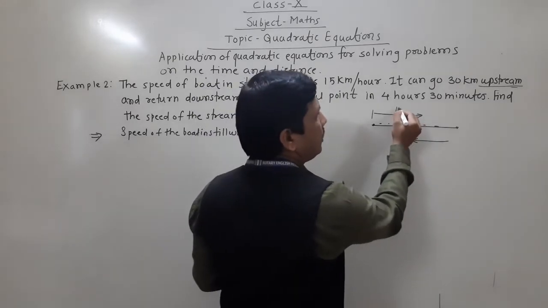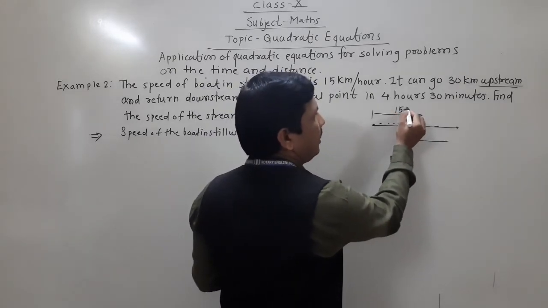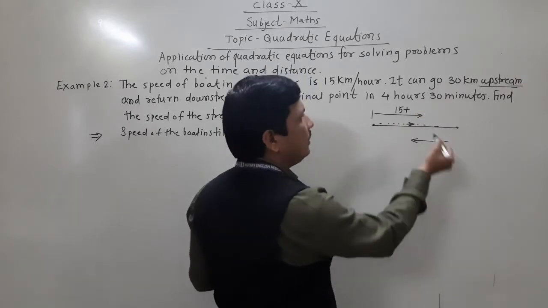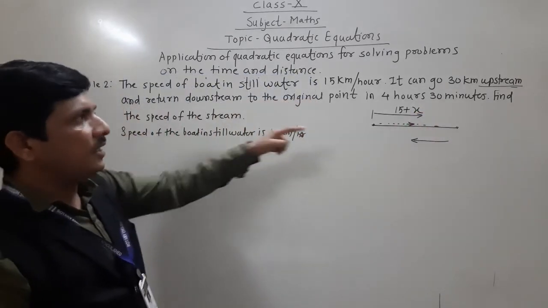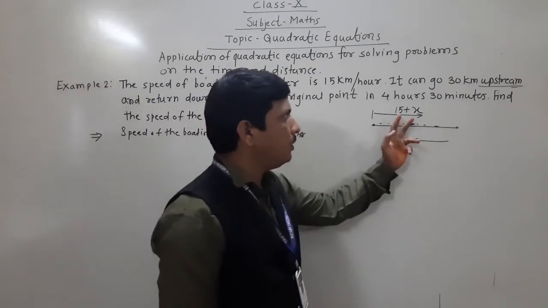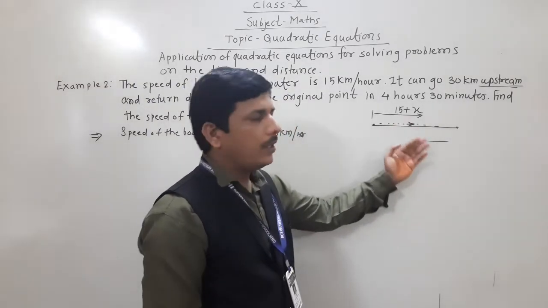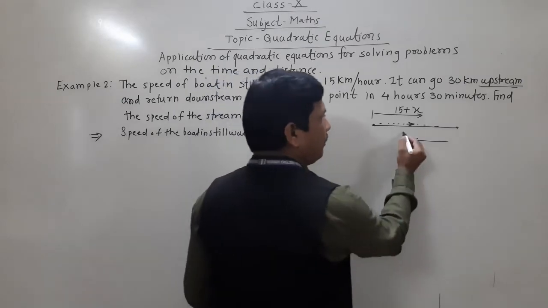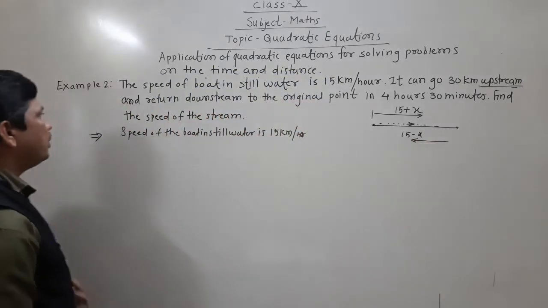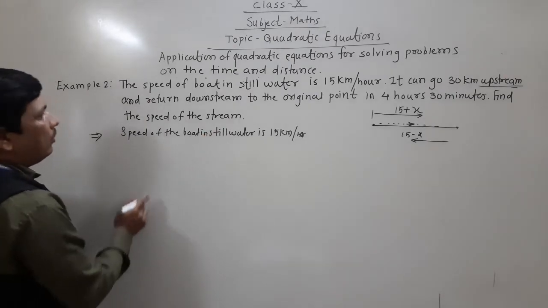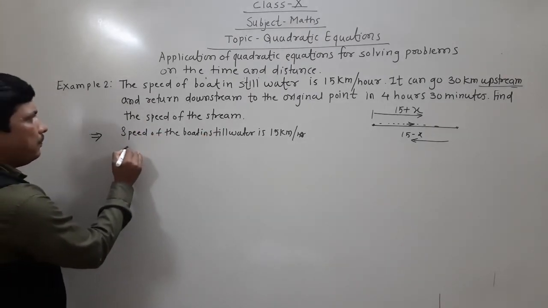Here the speed of the stream is unknown, so suppose we take it as x. Then the downstream speed will be 15 plus x. And what is the upstream speed? It will be 15 minus x, because that speed is going to decrease. Understood?